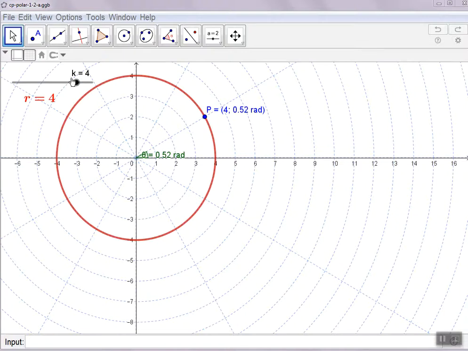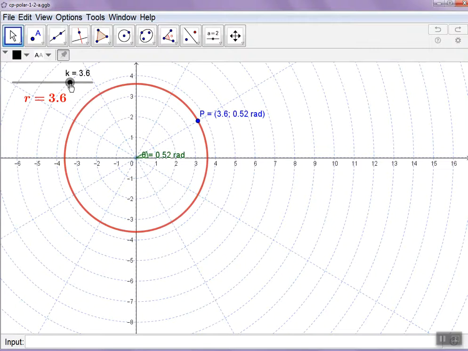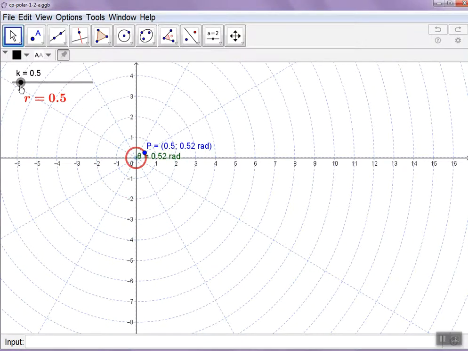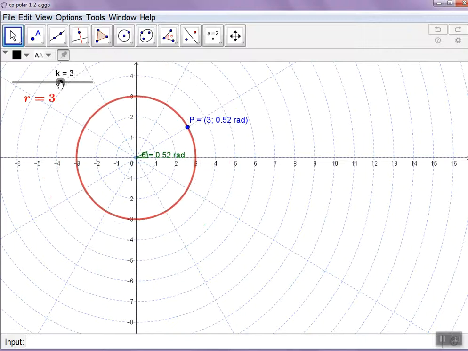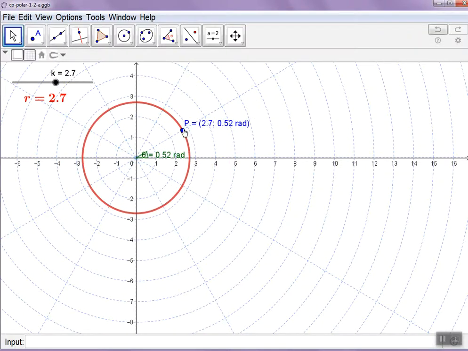Okay, so it's worth having a look at one of the GeoGebra files here, and this is where we've got r equals 4. We can change that value and you can see that all we get is a circle. It continues to be a circle, but with a different radius. We can move this point P around, and as theta changes, r just stays the same.